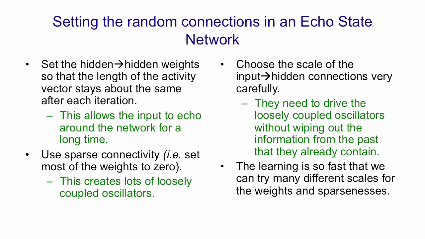Fortunately, the learning is very fast in echo state networks, so we can afford to experiment with the scales of the input to hidden connections. You could think of it as a little learning loop that's just learning the scales of those connections, and it's doing it by sort of feedback that involves the experimenter. It also helps to learn the level of sparseness that's needed in the hidden to hidden connections. And again, because the learning is so fast, you can afford to experiment with that. That's important because it's often necessary to do those experiments to get the system to work well.